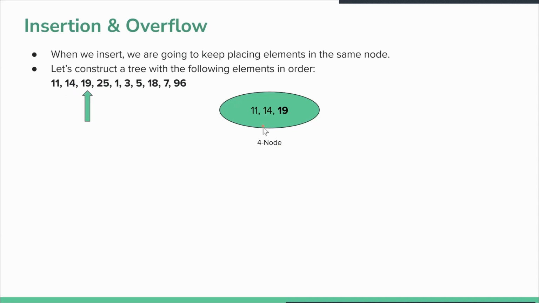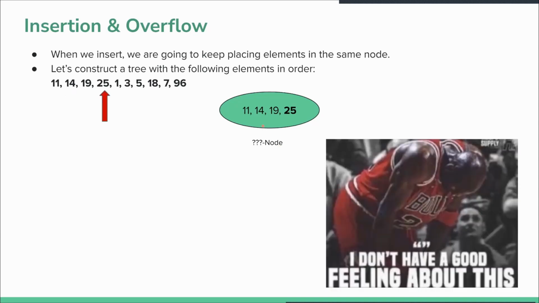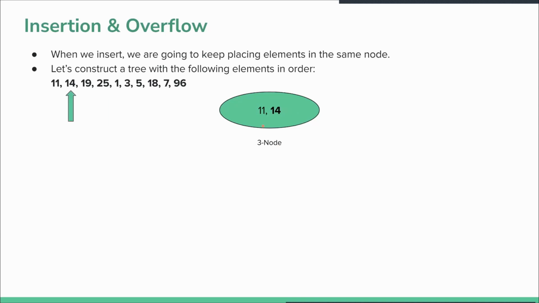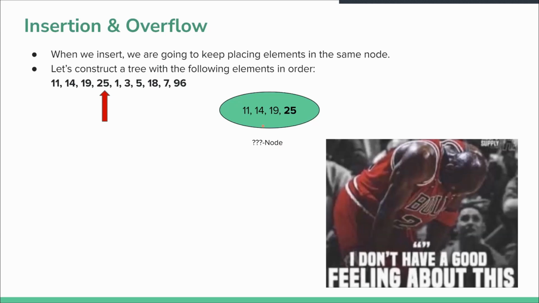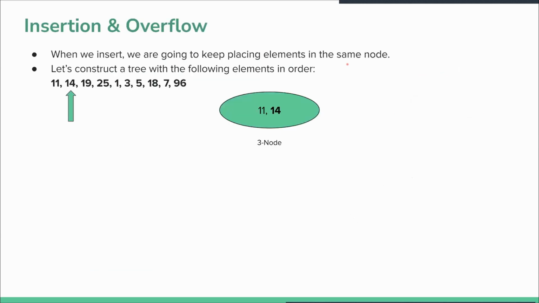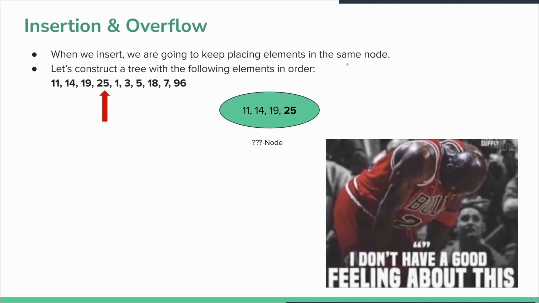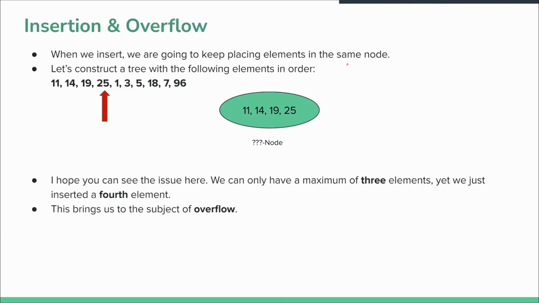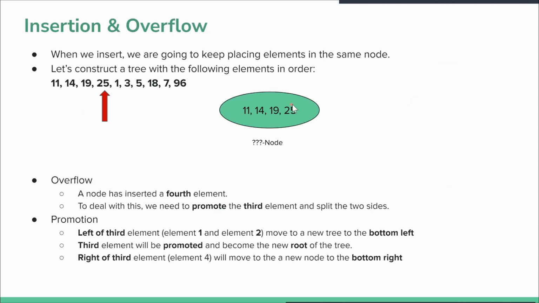Populate 14, 19, 25. And here's our problem. If you notice, our node becomes 2 node, 3 node, 4 node, but we just put a 4th element in our 4 node. Does that make it a 5 node? I don't think so, because what did we say here? Possessing up to 3. So between 0 and 3, but typically just 1 to 3. So what are we going to do about this? Well, we're going to have to introduce the concept of overflow, which is basically what we've done here by putting this 25 here. Overflow means we've inserted a 4th element into our 2-4 tree node.